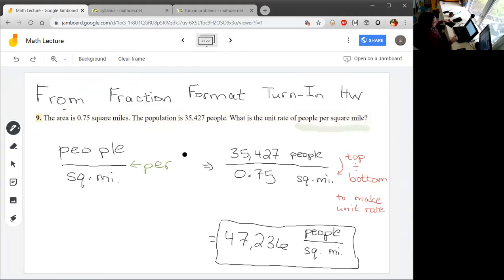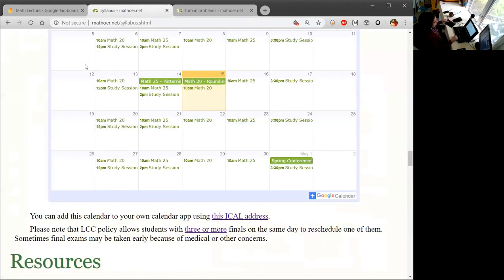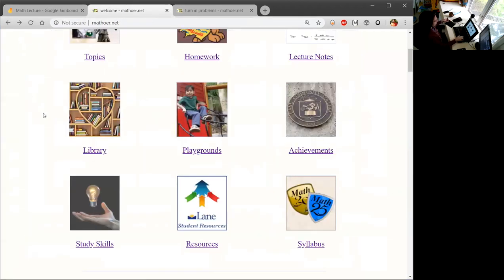Okay, we started with a question on the fraction format: people per square mile, top divided by bottom to make a unit rate. So if you needed that, then look there. And otherwise, let's go back.